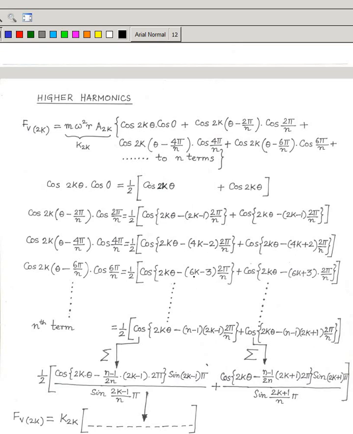And for the last term it is actually n minus 1. For the second it is 2k minus 1, for the third it is 2 into 2k minus 1, for the fourth it is 3, so for the nth it is n minus 1 times 2k minus 1 into twice pi by n. And similarly for the second term. Now if you add this cosine series, you get this, and if you add that cosine series, you get this.